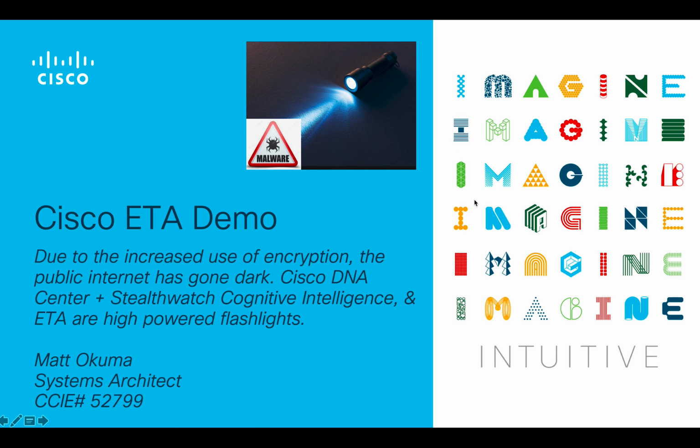So in conclusion, I hope you enjoyed today. Just a quick overview of how DNA Center plus StealthWatch cognitive threat analytics, coupled with the Cat9K advanced features, are using ETA to actually look and shed light on all encrypted traffic within your network.